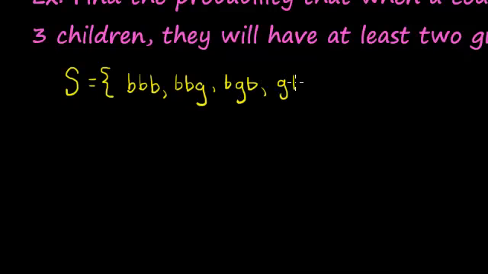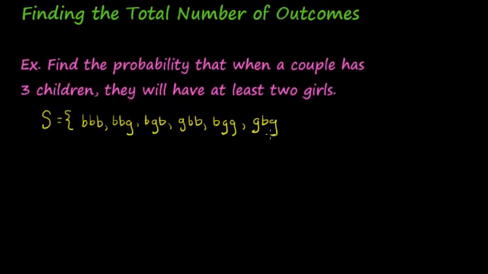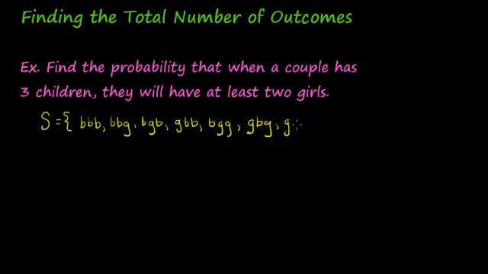Or the girl could be the oldest. Or the first child could be a boy and the second 2 children are girls. Or the boy could be the middle child. Or the boy could be the youngest. Or they may not have any boys at all. Okay, so we want to make sure we've covered every possible outcome. We've got boy, boy, boy; boy, boy, girl; boy, girl, boy; girl, boy, boy. These are all the possible ways to have one girl in the family. Then boy, girl, girl; girl, boy, girl; girl, girl, boy. Okay, so we see the 2 girl possibilities, and then girl, girl, girl.